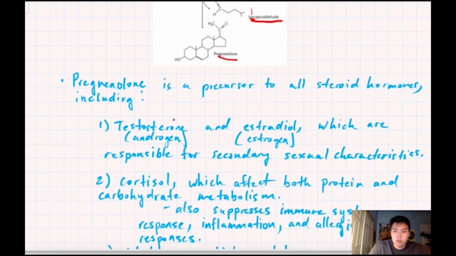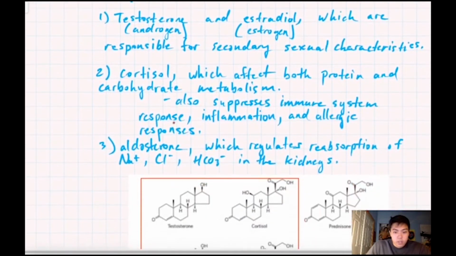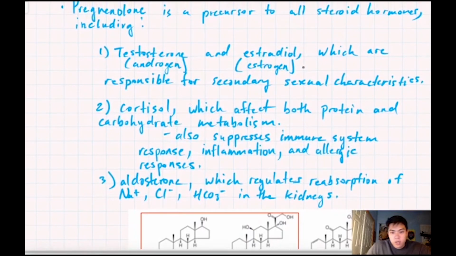Pregnenolone is a precursor to all the steroid hormones. We said that earlier. So testosterone and estradiol. Testosterone is a type of androgen and estradiol is a type of estrogen, I think that's how it is. Maybe they're just synonymous, but they are responsible for secondary sexual characteristics. So secondary meaning anything that doesn't have to do with your reproductive system. So I guess like being able to grow a mustache, or having chiseled jaws or a deep voice, stuff like that.